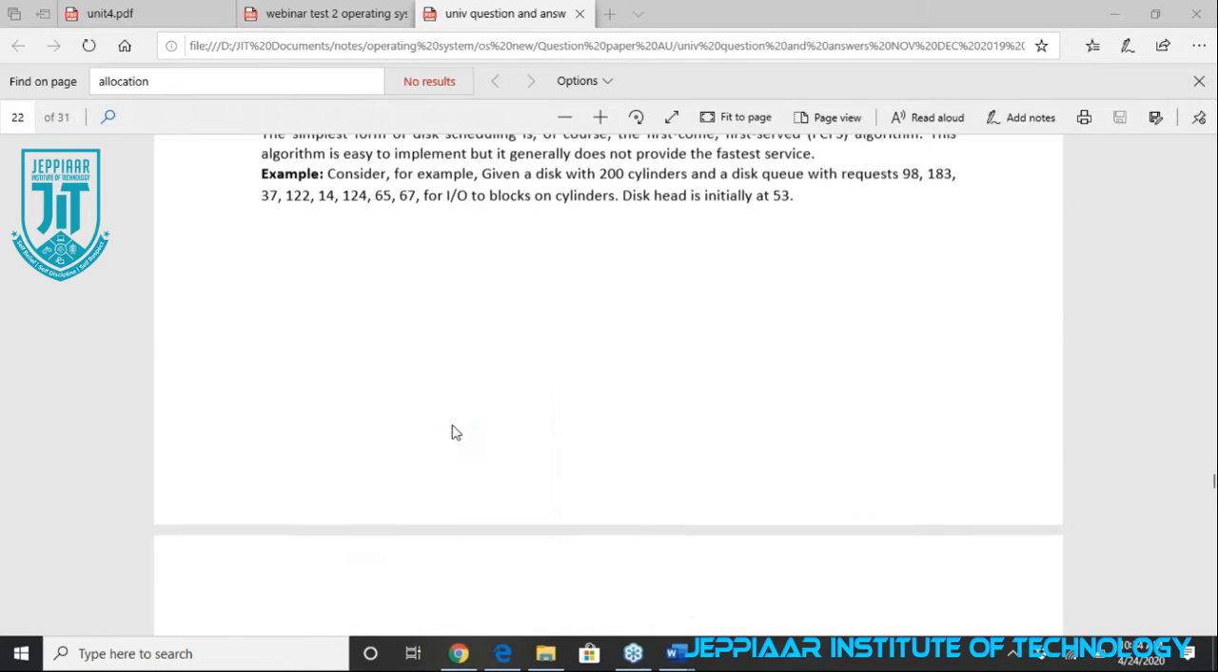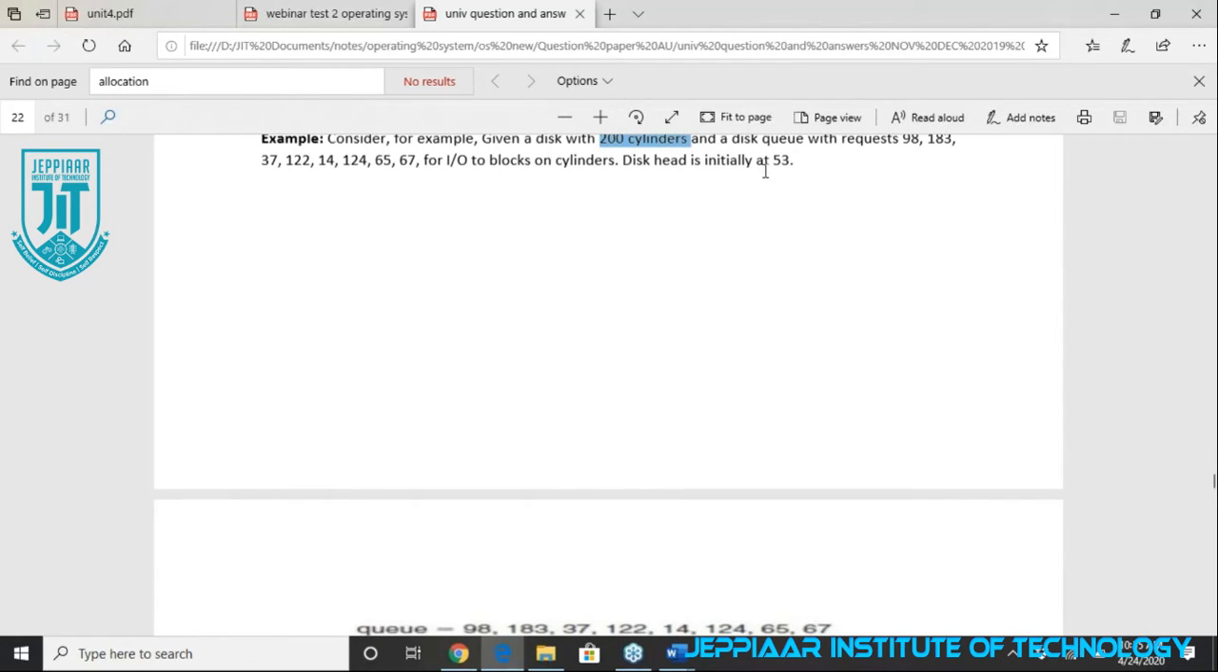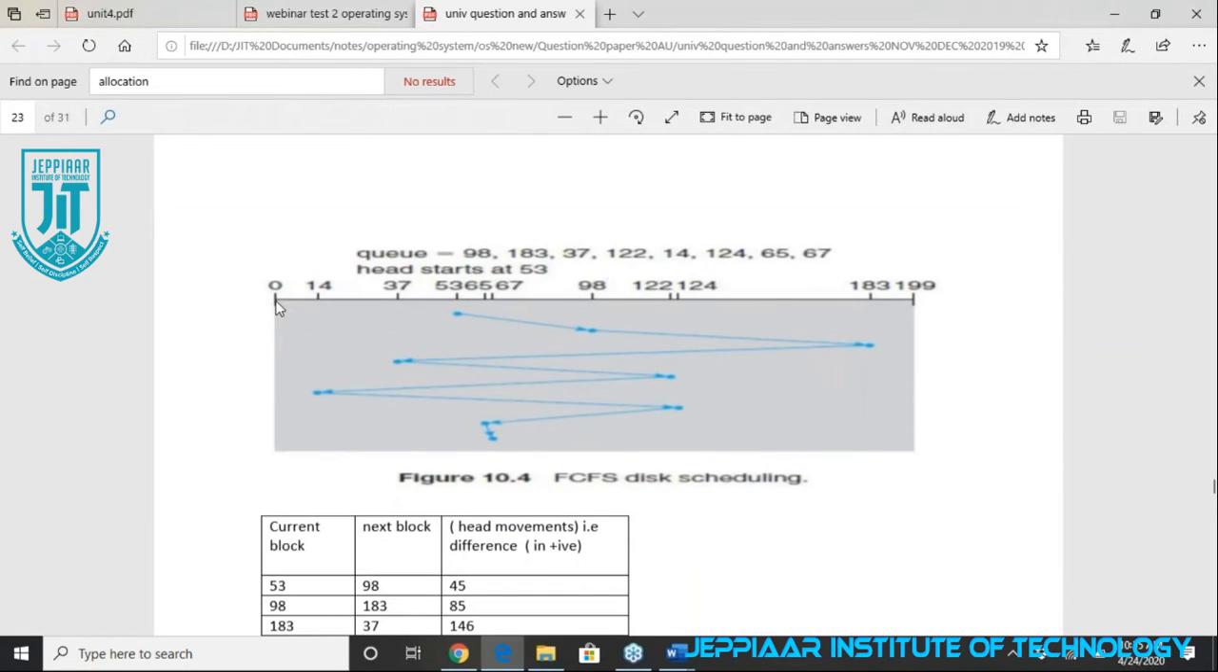See, I have a question example. My requests are in this order: 98, 183, 37, 122, 14, 124, 65, 67. In this order I'm going to read the disk blocks. The total number of cylinders in my secondary storage is 200, given in the question. The disk head is initially at position 53. We have a disk from 0 to 199, that is, 200 cylinders.